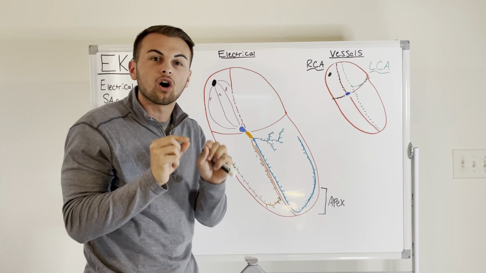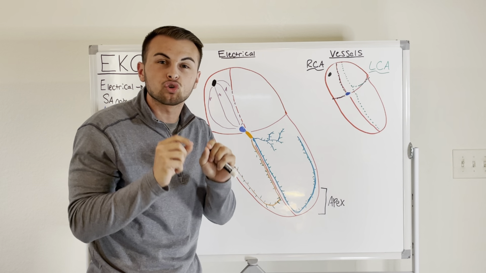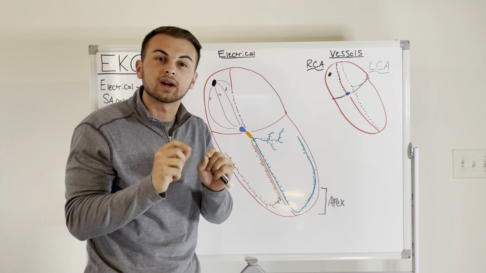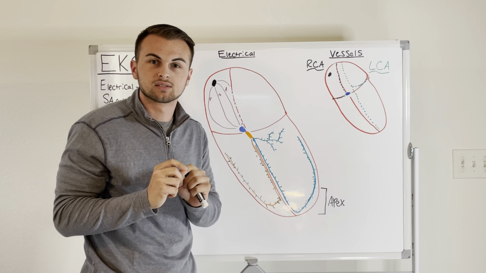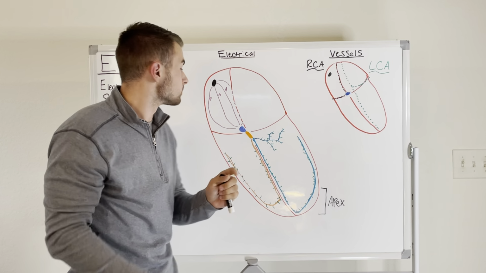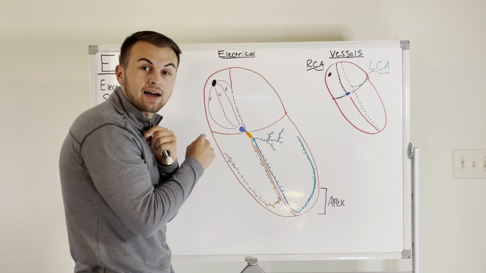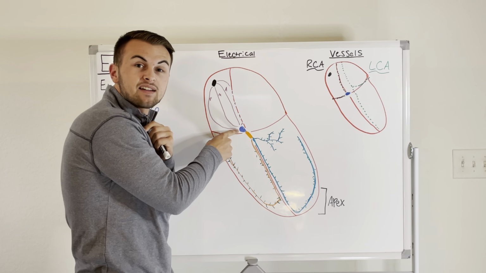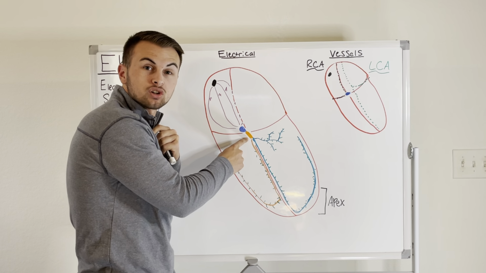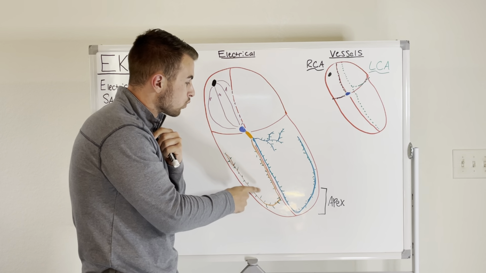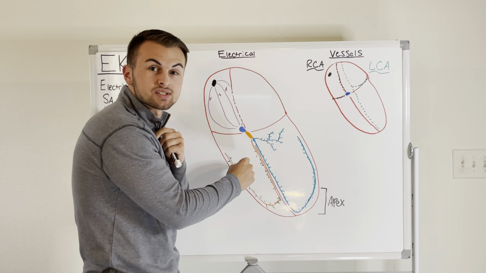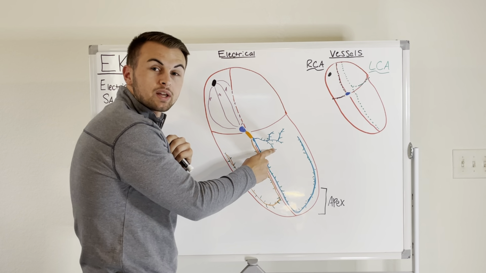Now, the heart has a certain electrical highway that it uses to transmit its impulses. The series goes SA node, internodal pathways, AV node, bundle of His, right and left bundle branches, and the little green marks that you see is the Purkinje system.